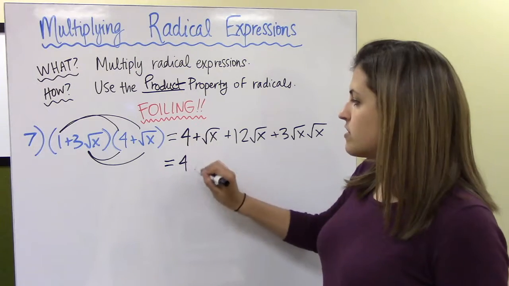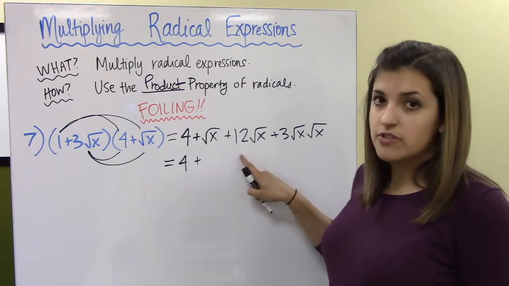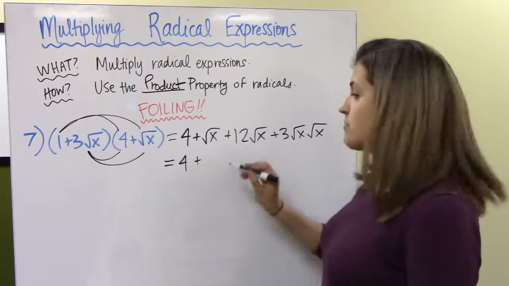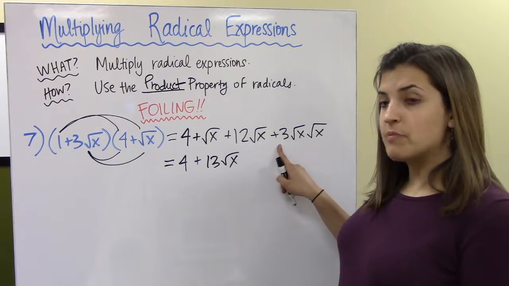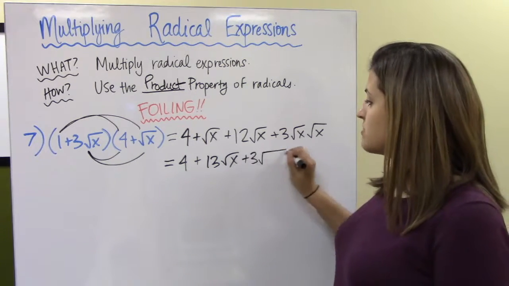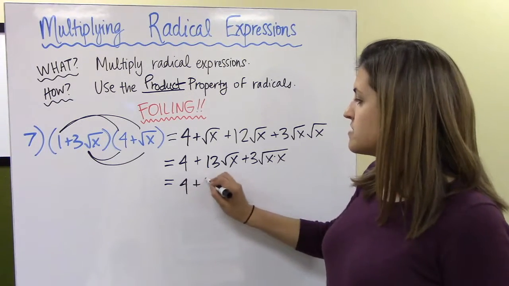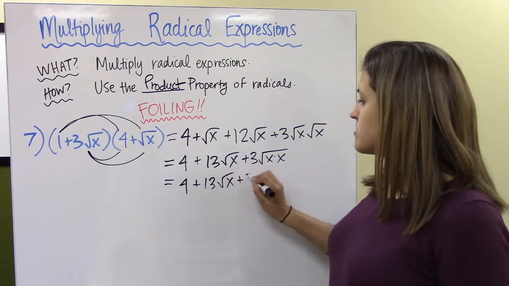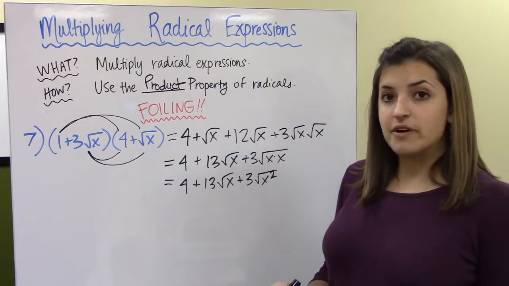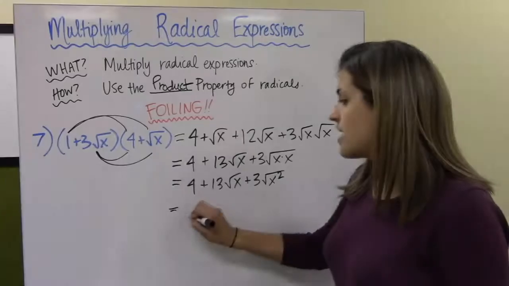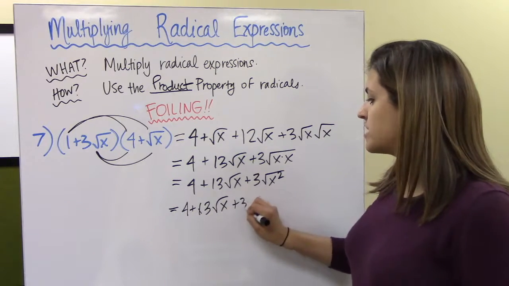So I have 4, that's my lone number, plus I have the square root of x plus 12 square root of x. Those are like radicals, so I can combine them. I'm going to get 13 square root of x. This part, I can use my product property on, so I'll get plus 3 times the square root of x times x. Let's rewrite this again. So we have 4 plus 13 square root of x plus 3 times the square root of x squared. The square root of x squared is just x. So it's 4 plus 13 square root of x plus 3x.